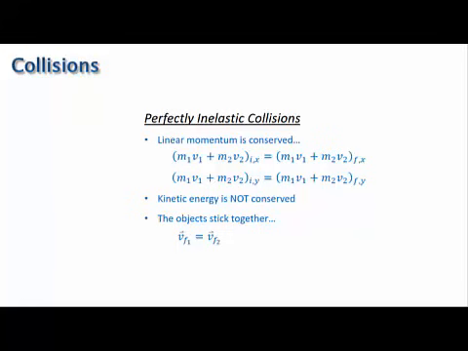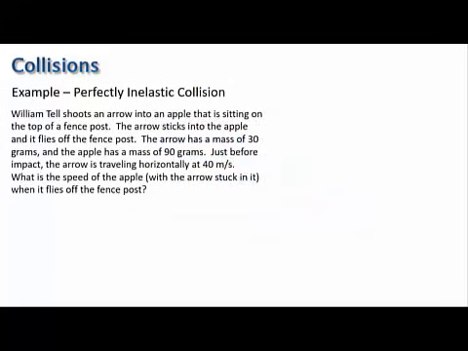Here's an example of a perfectly inelastic collision. William Tell shoots an arrow into an apple that is sitting on top of a fence post. The arrow sticks into the apple and it flies off the fence post. The arrow has a mass of 30 grams and the apple has a mass of 90 grams. Just before impact, the arrow is traveling horizontally at 40 meters per second. What is the speed of the apple with the arrow stuck in it when it flies off the fence post?